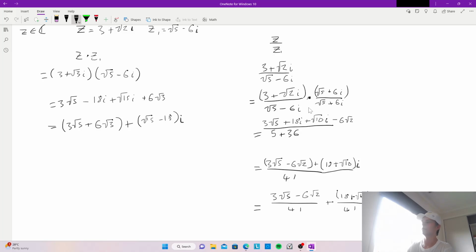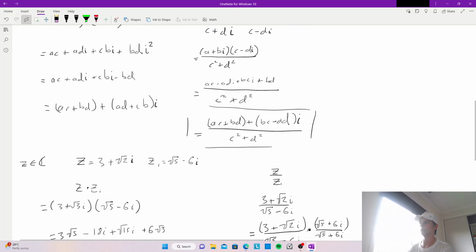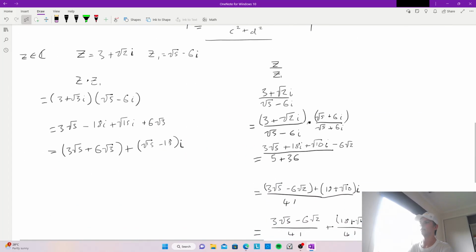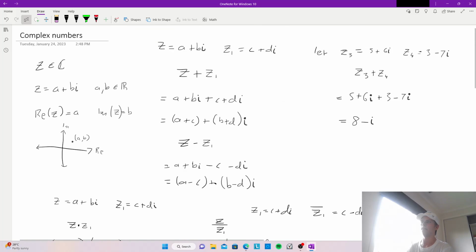And that's pretty much it. That'd be your basic complex numbers and how to multiply, divide, subtract, and add them. That's it.